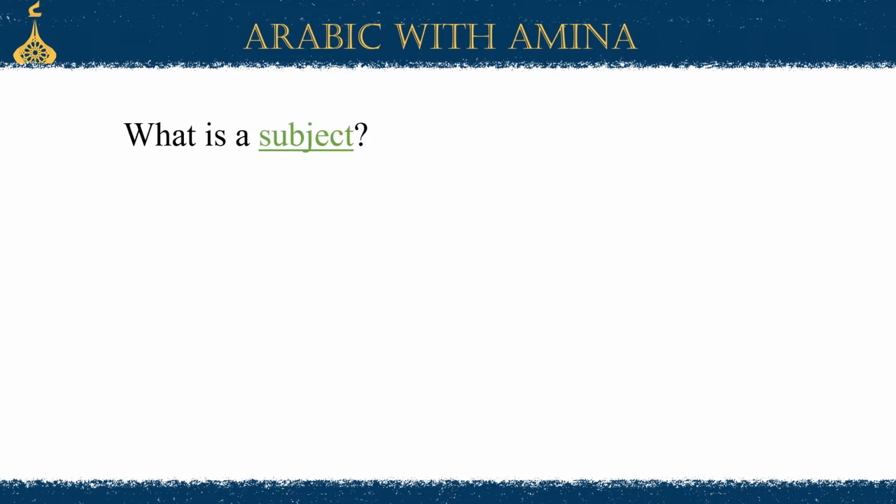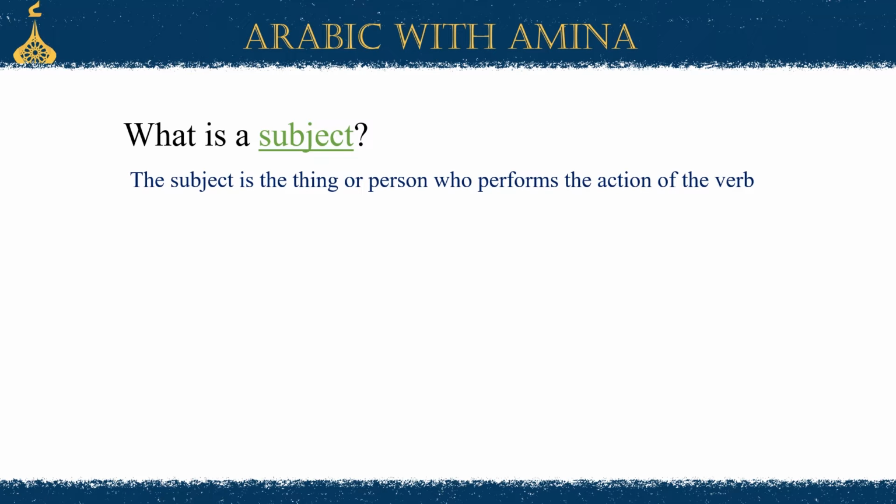So first of all, what is a subject? A subject is the thing or person who performs the action of the verb. For example, she ate the cake. So our verb here is ate, and the person who ate is she. So the subject of this sentence is she.